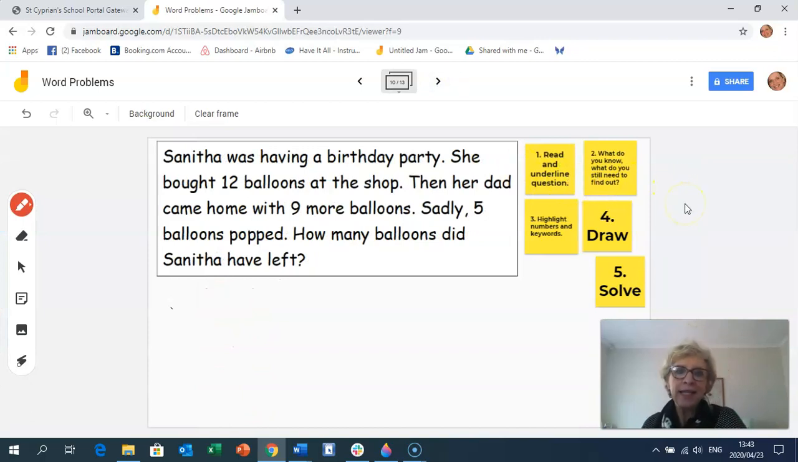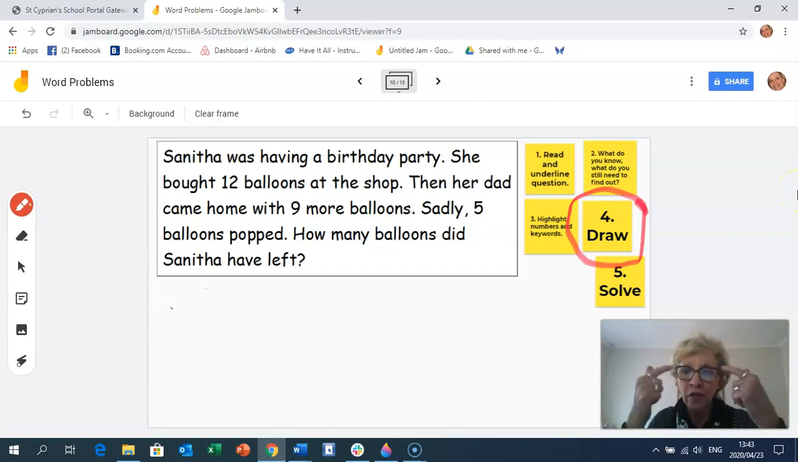Here's another one. Sunita was having a birthday party and she bought 12 balloons at the shop. Then her dad came home with 9 more balloons. Sadly, 5 balloons popped. How many balloons did Sunita have left? Now, I want to show you something here. I've added this hint in, grade 3s, because we learn very much better when we can see things in front of us.